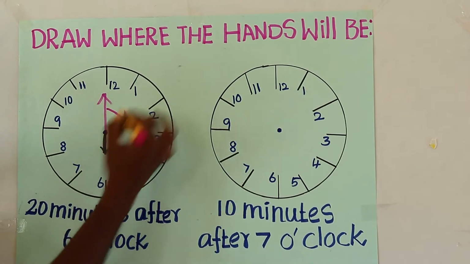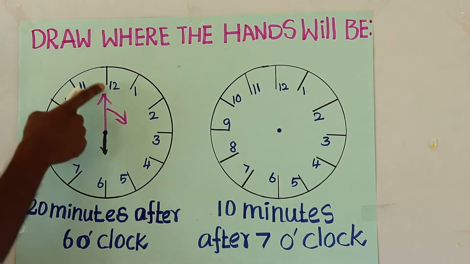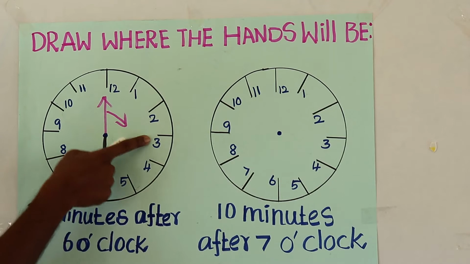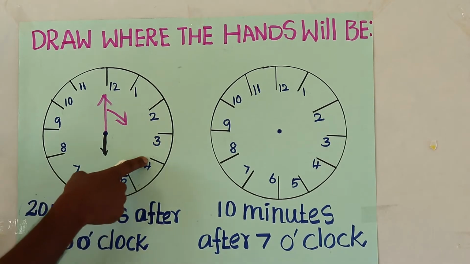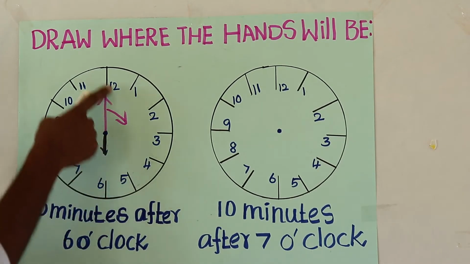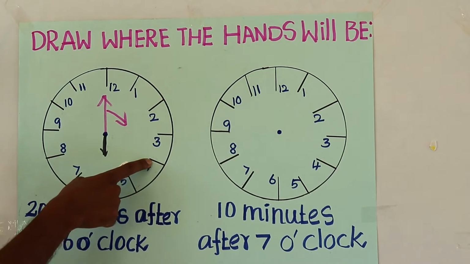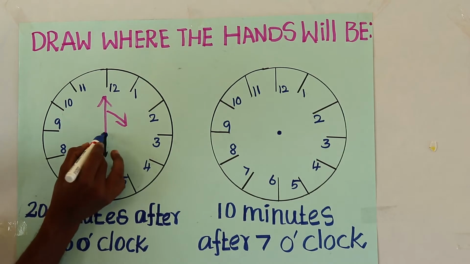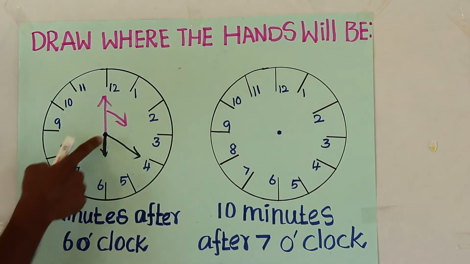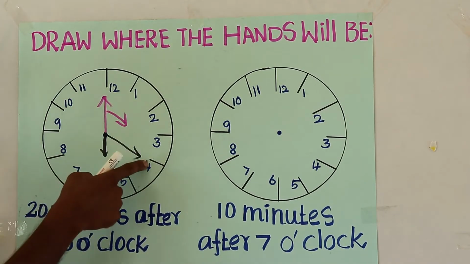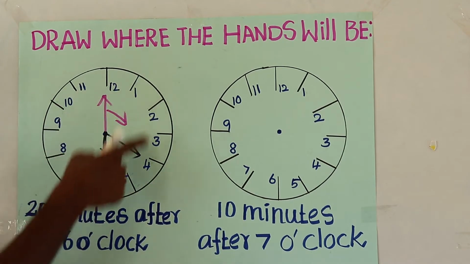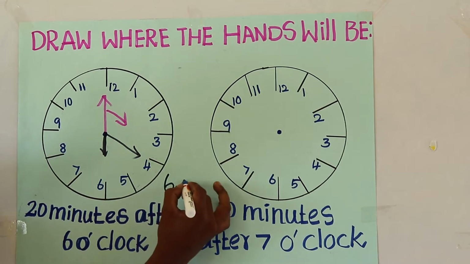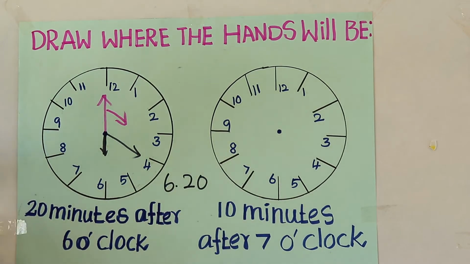Move the minute hand: 12 to 1 is 5 minutes, 1 to 2 is 5 minutes, 2 to 3 is 5 minutes, 3 to 4 is 5 minutes. So 12 to 4 is 20 minutes. So the minute hand moves here. So now the time is 6 hour 20 minutes.